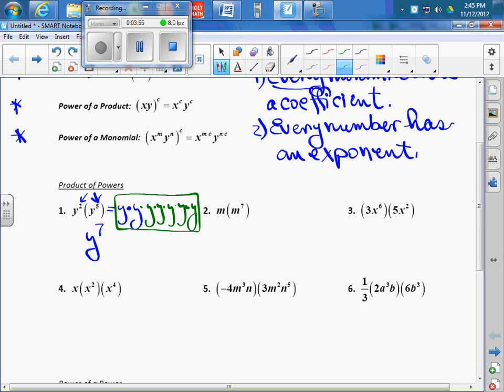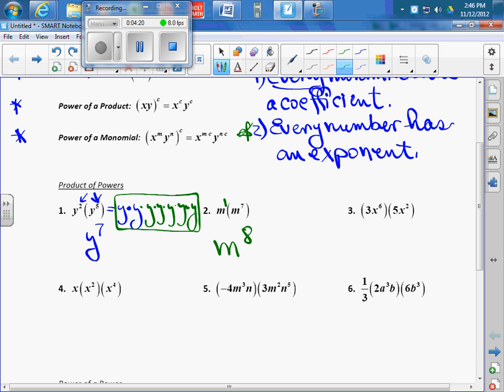Here's what I mean by multiplying the coefficients. Number 2, 1 times 1 is 1. We don't write that coefficient. But look at that first m. It also has an exponent. Remember, every number has an exponent. That exponent there is 1. When we multiply m to the first times m to the 7th, I add their exponents, and I get m to the 8th.